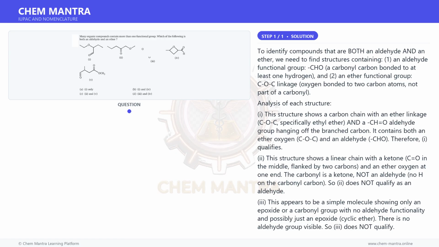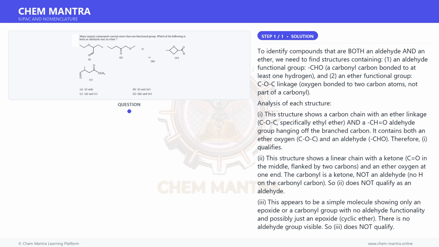3. This appears to be a simple molecule showing only an epoxide or a carbonyl group with no aldehyde functionality, and possibly just an epoxide, cyclic ether. There is no aldehyde group visible. So, 3 does not qualify.